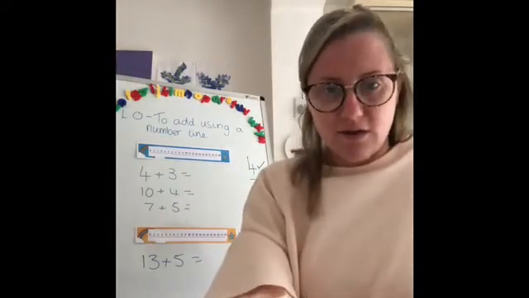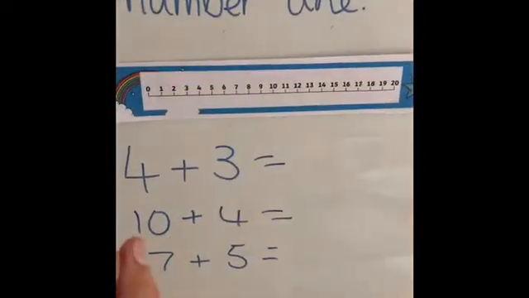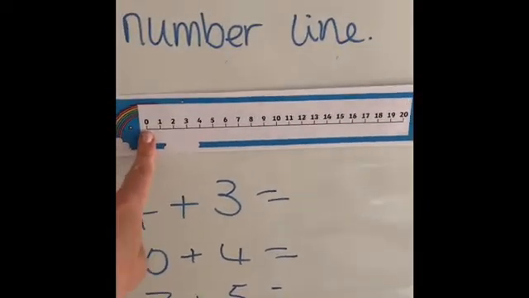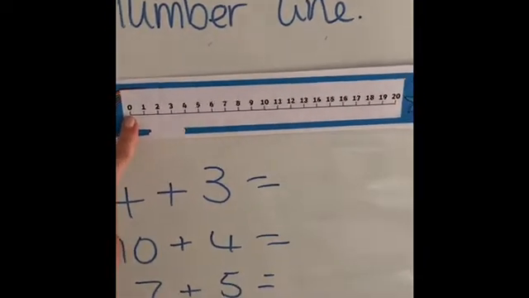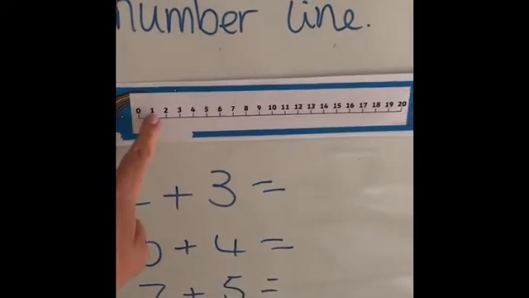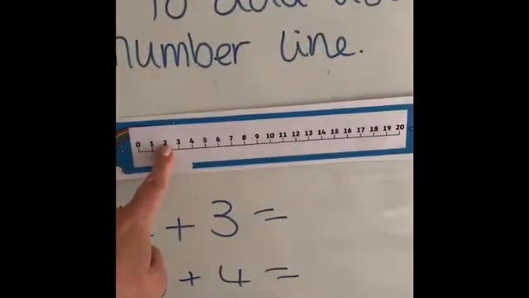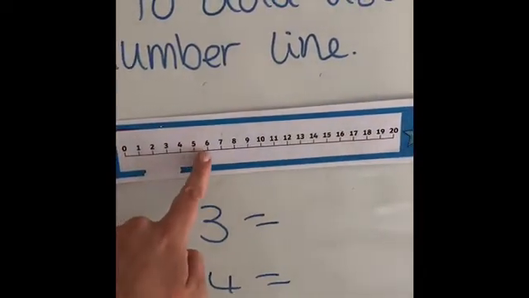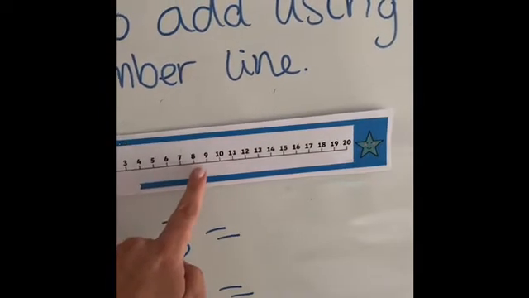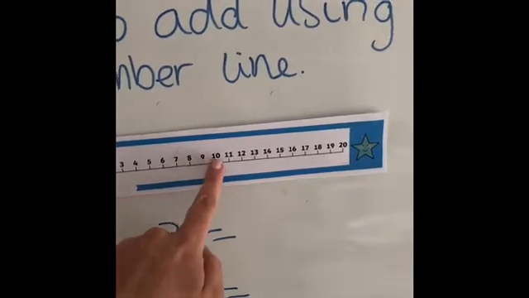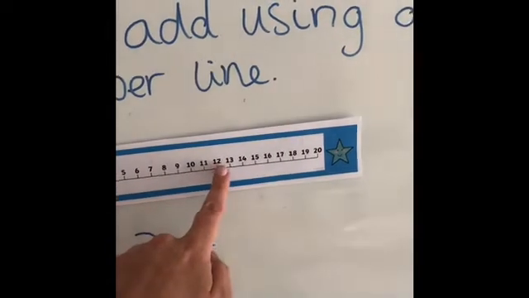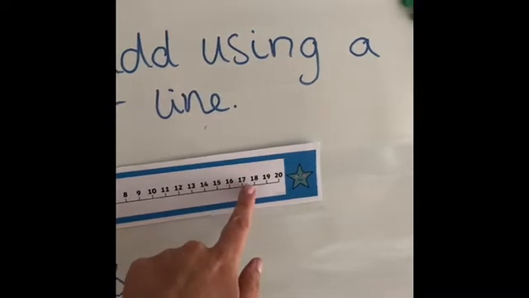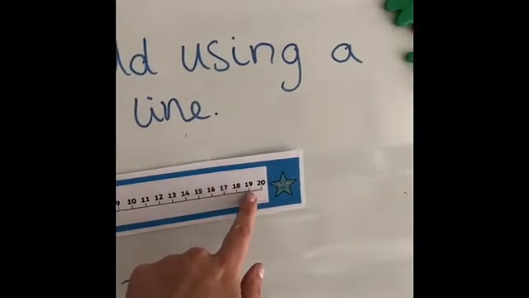We're getting better and better at that every week, so well done, girls. So as I said, we're going to look at using a number line to add. So first of all, we're just going to start at 0. So if you've got a number line handy, you can join in. Otherwise, you can put your hand on the screen and count along with me. So 0, 1, 2, 3, 4, 5, 6, 7, 8, 9, 10, 11, 12, 13, 14, 15, 16, 17, 18, 19, 20.